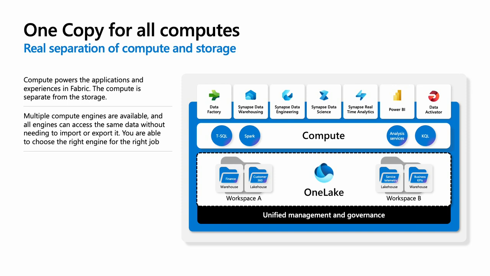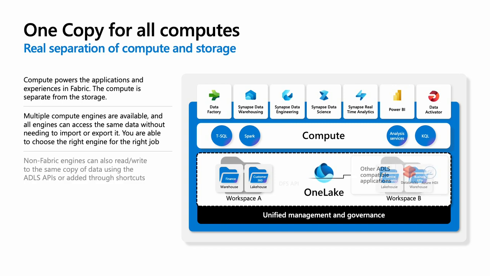When defining the data strategy for your organization, you no longer need to optimize for different teams with different skill sets and preferences. Teams that want to work with SQL can work with SQL. Teams that want to work with Spark can work with Spark. Everyone builds the same data lake. There are no silos. With open access for OneLake, the same is even true for teams using engines outside of Fabric.